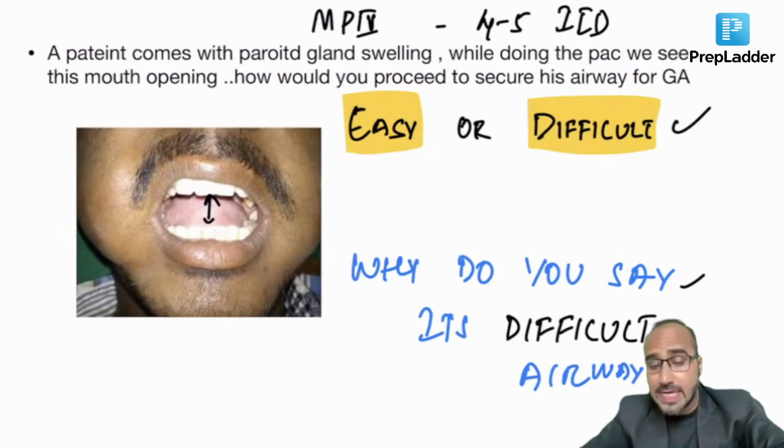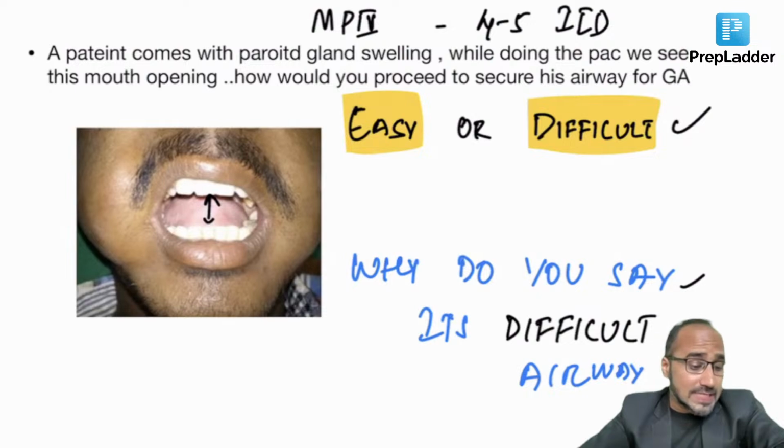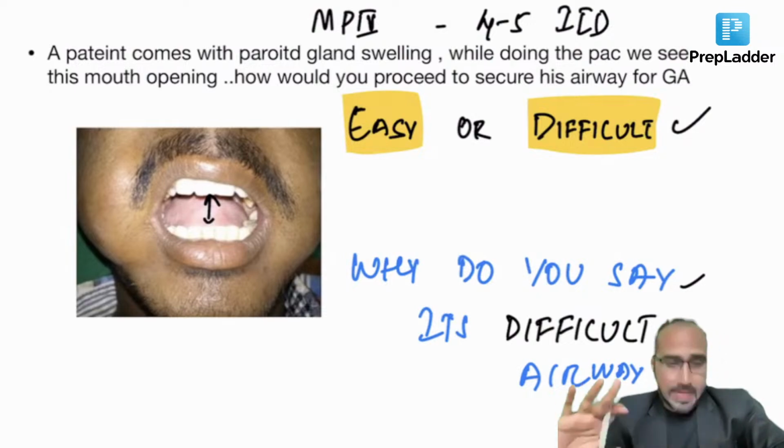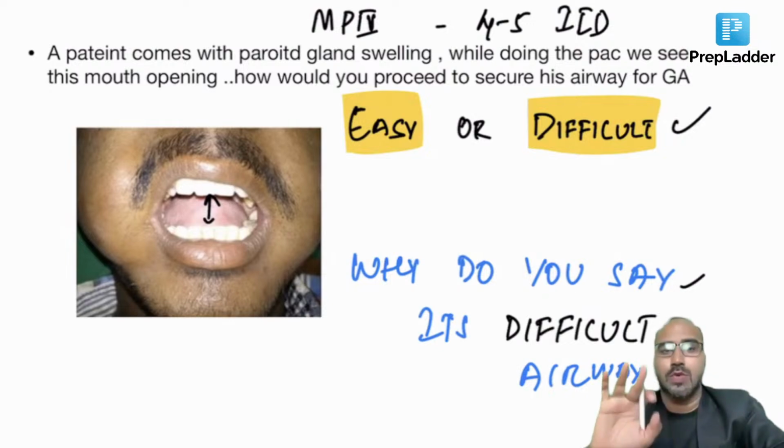Okay, someone is telling me LMA. LMA can be done, but again, with parotid gland swelling and all, it's better that you go for a definitive airway. LMA is not a definitive airway. Someone is telling tracheostomy. Okay. Remember, the best over here would be tracheostomy. I totally agree with you. Why? Because if he's not having mouth opening, tracheostomy could be done.